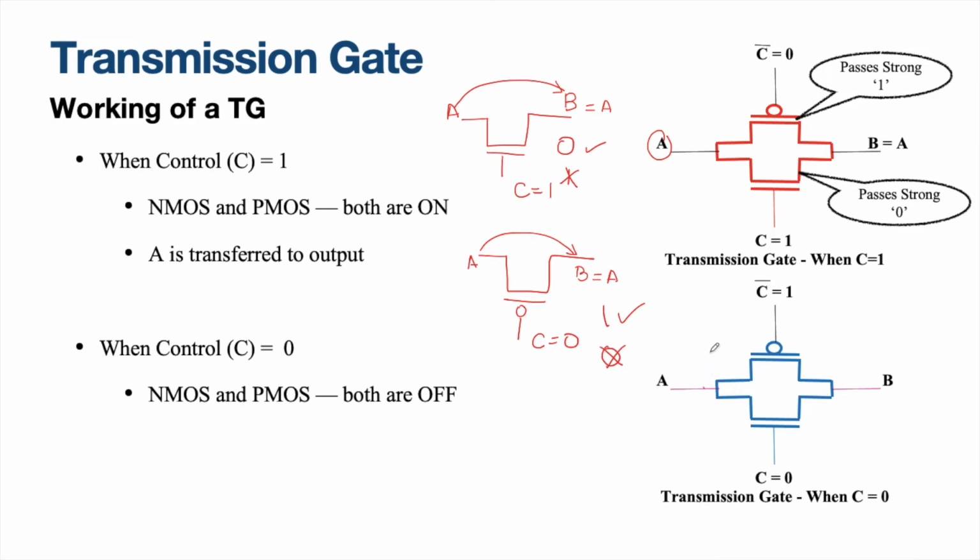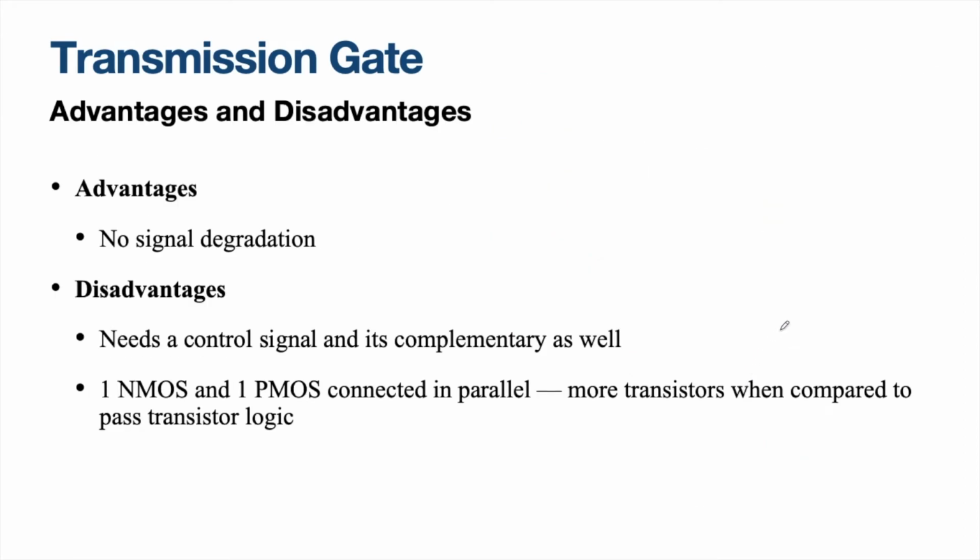The other half here: when the control signal is 0, C bar will be automatically 1. Therefore, this TG is switched off. This is how a simple transmission gate works. What is the advantage? There will be no signal degradation, as we have seen.